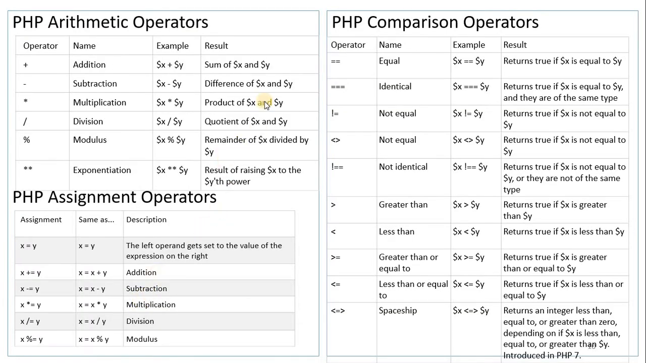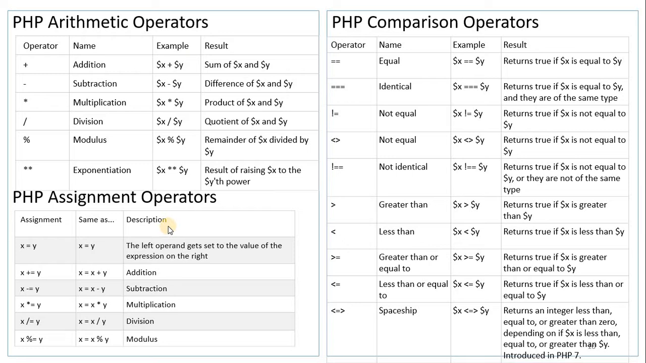The first one is PHP arithmetic operators. Arithmetic operators are used for performing arithmetic operations. The arithmetic operations can be addition, subtraction, multiplication, division, modulus, and exponential. So plus is for addition, minus is for subtraction, star is for multiplication, slash is for division, percent is for modulus. Modulus will return the remainder, whereas double star is used for exponential. So $x double star $y stands for x power y.